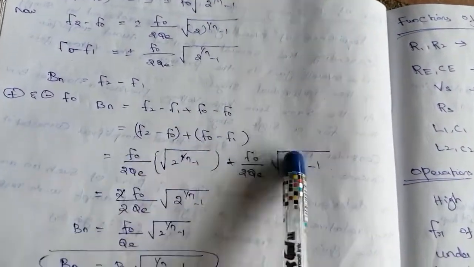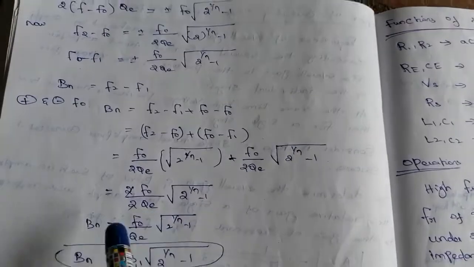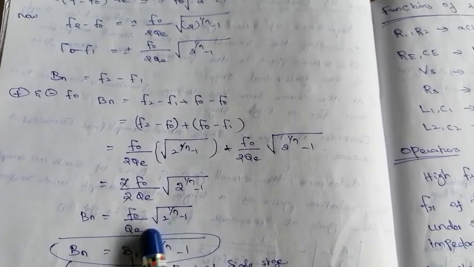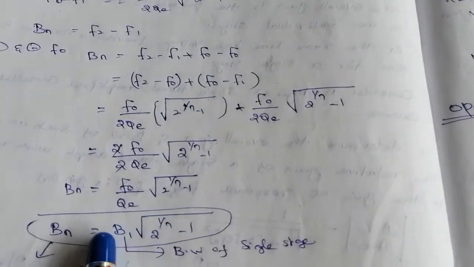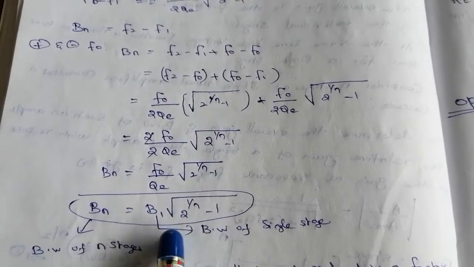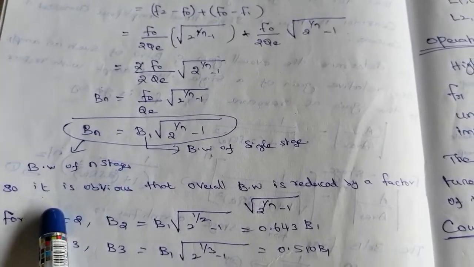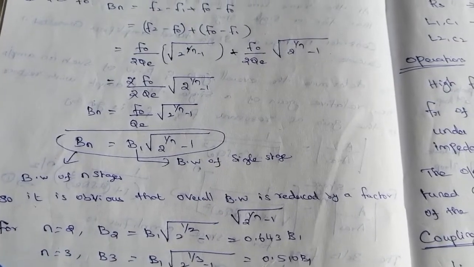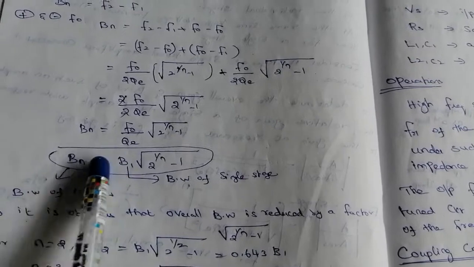Now substituting these two values and after simplification, we get bandwidth equal to f naught by Q times the square root of (2 power 1 by n minus 1). So Bn equals B1 times the square root of (2 power 1 by n minus 1), where f naught by Q is B1, the bandwidth of the single stage, and Bn is the bandwidth of the multi-stage. So it is obvious that the overall bandwidth is reduced by a factor of the square root of (2 power 1 by n minus 1).